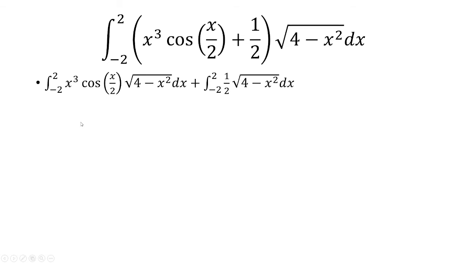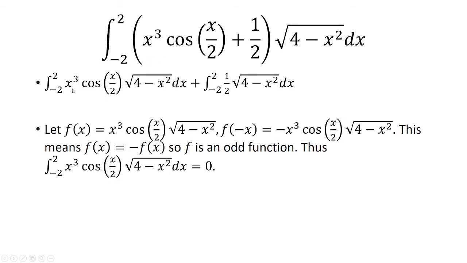Now first let's consider the first integral. If we let f of x be whatever's inside this first integral, then f of x is x cubed times cosine x over 2 times the square root of 4 minus x squared. Now let's look at f of negative x. So we're going to plug in negative x in for x. Cosine is an even function, so it's just going to be cosine x over 2.